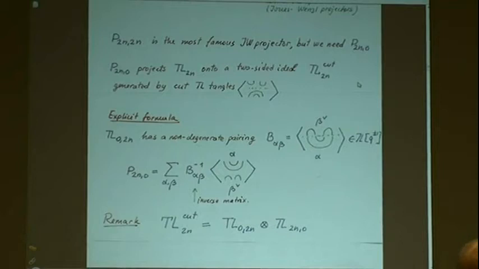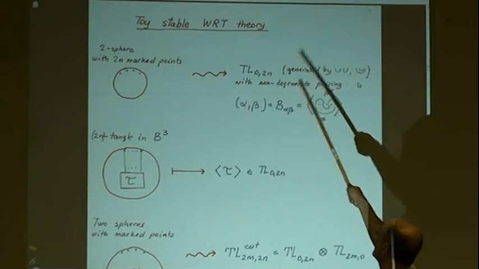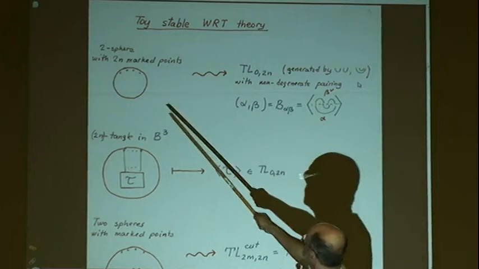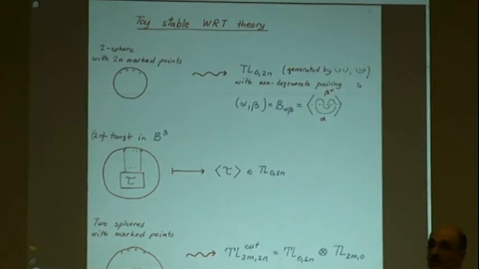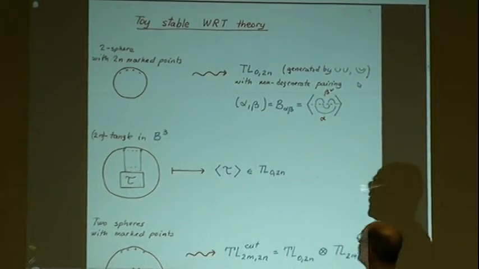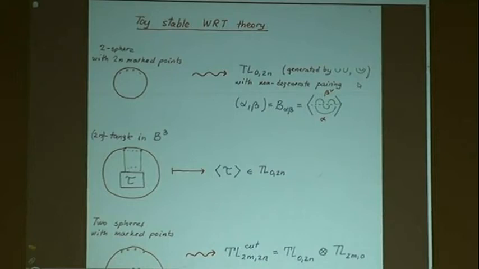So now, with this background at hand, I will describe the toy stable Witten-Reshetikhin-Turaev theory, which covers these polynomials J that I mentioned at the very beginning. So how do you construct those polynomials? To a two-sphere with 2N marked points, you associate the space of crossingless matchings. Again, this is very standard. We're not inventing anything here. And it has this pairing. So if you have a tangle in a ball, by all the rules, you have to associate an element here. So of course you will associate to it its Kauffman bracket, because its Kauffman bracket will be exactly a linear combination of crossingless matchings. What else can be there? So this is a very standard thing.